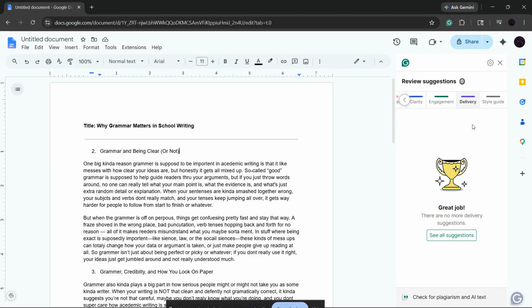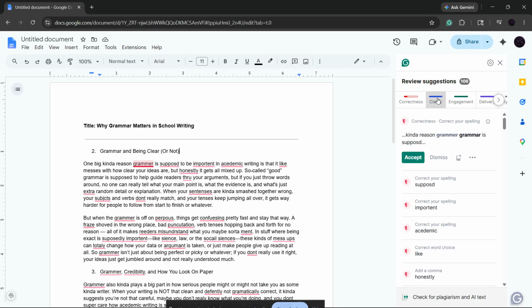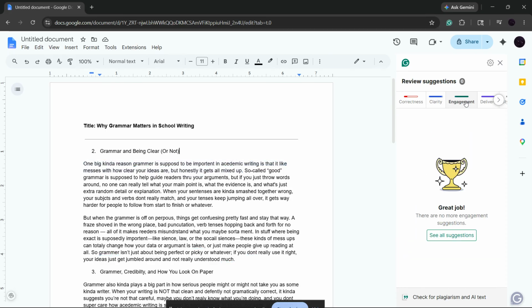So to quickly recap the main Grammarly error meanings, red is for correctness, blue is for clarity, green is for engagement, and purple is for delivery. Once you understand these colors, Grammarly becomes much easier to use because you are not just seeing errors, you are understanding why Grammarly is making the suggestion in the first place.